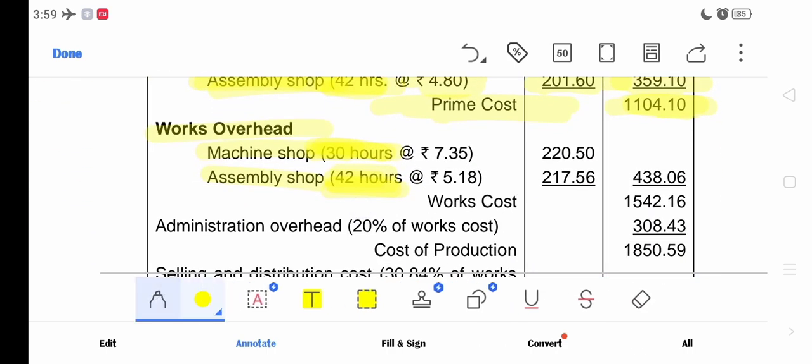So we are going to just substitute here. For 30 hours it is 7.35 per hour, and for 42 hours assembly shop it is 5.18 per hour. So if we add this for assembly shop and machine shop, total comes to 438.06. Now prime cost plus works overhead cost comes to works cost, which is 1542.16.